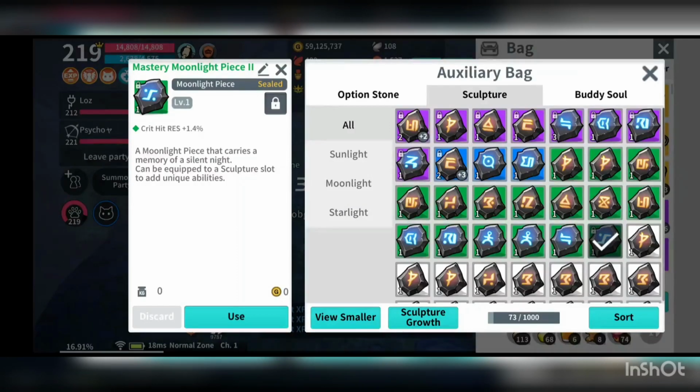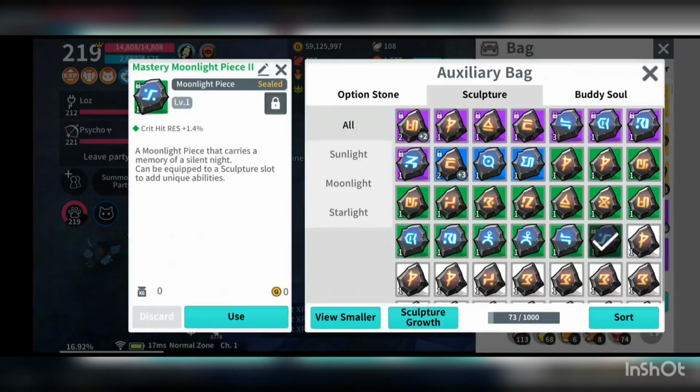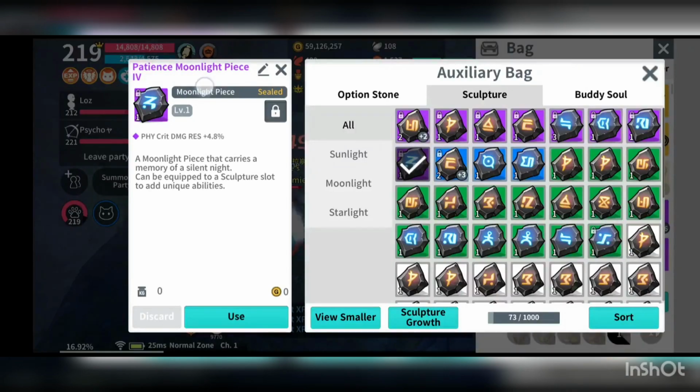You could see that if it's critical damage resistance, it will be put as critical damage resistance, and critical resistance. For the rate resistance itself, it's actually named critical hit resistance in here. So this is how you differentiate the resistance stones. They have different names as well. This one is called the mastery, and this one is called the patient.